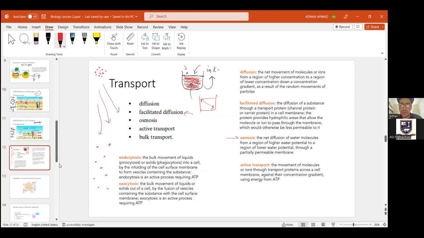So another process that is required for the transport through the cell membrane is called osmosis. These students, these headings are very, very important, and you must know these definitions and learn them by heart. So osmosis is the net diffusion of water molecules from a region of higher water potential to a region of lower water potential through a partially permeable membrane. Osmosis is very much similar to diffusion, and the difference is that it has a membrane in between, okay?